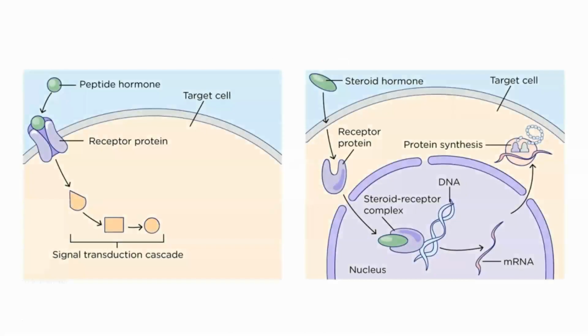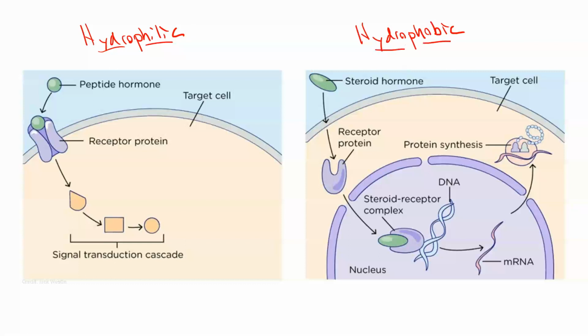Now, hormones can be a variety of different types. Their composition can vary. So a hormone can either be hydrophilic, and if you're unsure what these words mean here, it's a nice review. Hydrophilic hormones are those that are water loving, and hydrophobic hormones are those that are water fearing. And depending on if they are water loving or water fearing, they'll have different mechanisms of action.